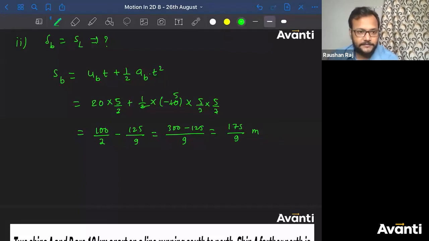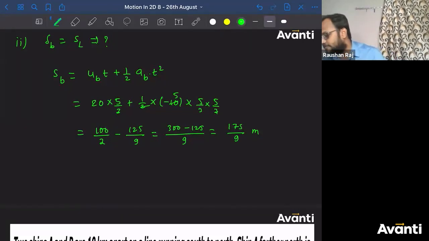Now guys, click yes if you have understood the displacement of the ball and the lift.